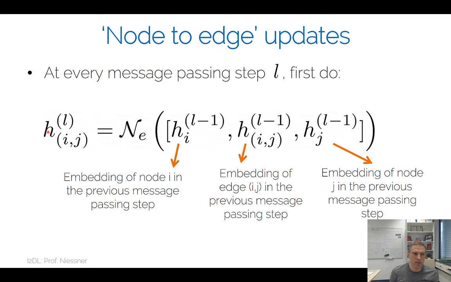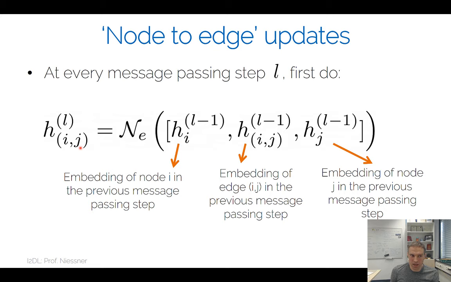This hidden feature is defined at a given time step in the message passing. We call this time step L right now, right? This is our Lth time step. And we say this hidden feature here is connecting two nodes. More specifically, it's connecting the node I and the node J, right?